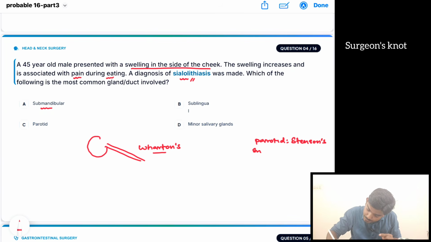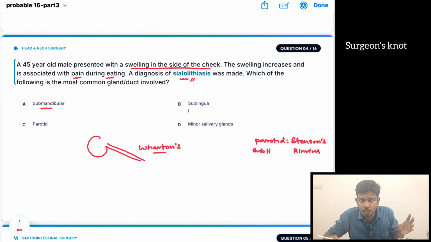Stenson's duct. Sublingual duct of Rivinus. Whereas Wharton's duct is the duct of the submandibular gland. Ascending course plus viscous secretion, so it is more prone for stone formation. How are you going to manage?